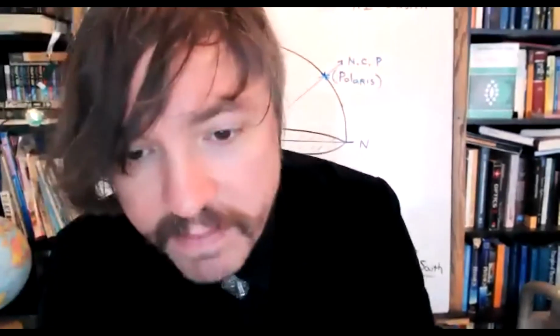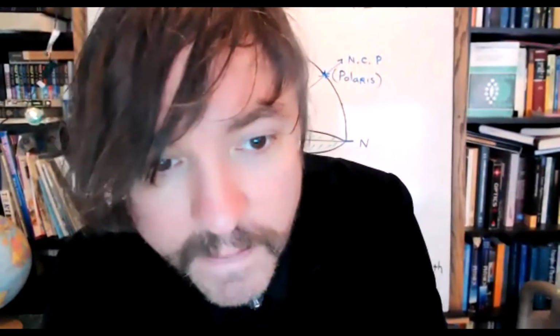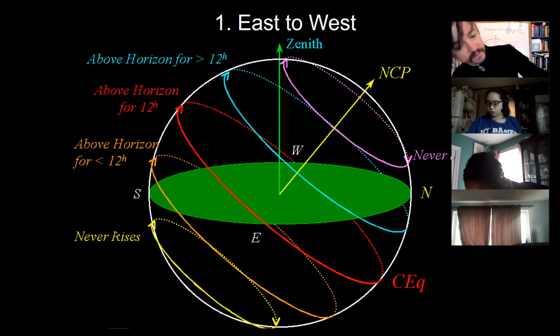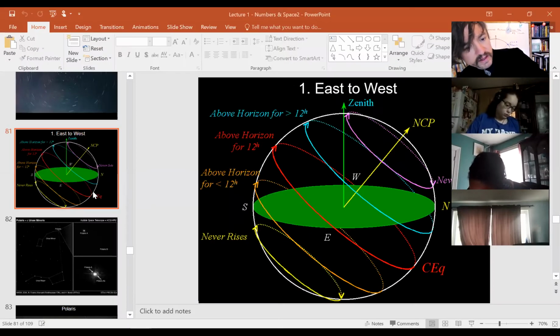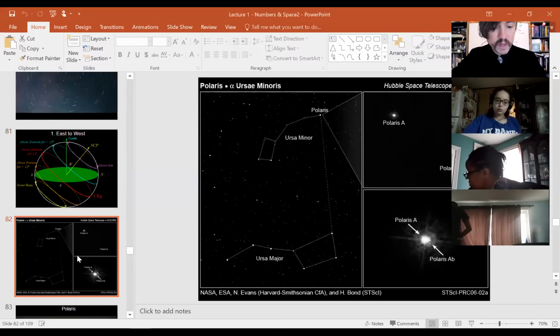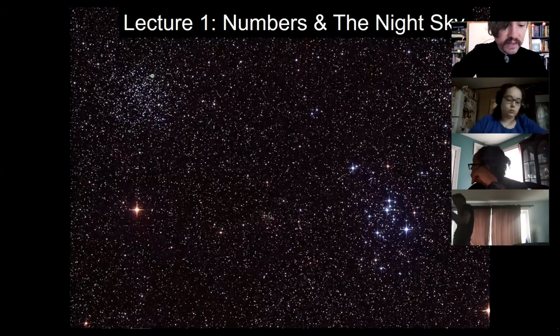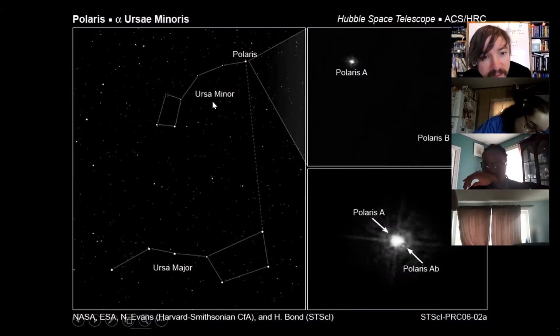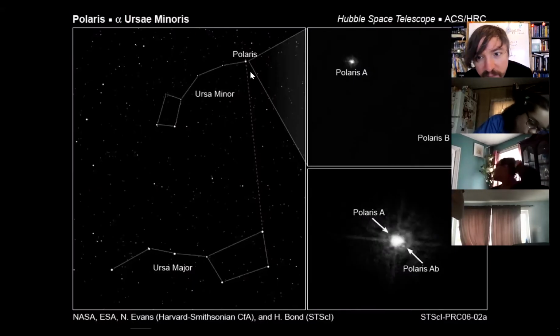Let me tell you a little bit about Polaris in my slideshow here. Polaris is right here. It's part of a constellation that's sort of known as the Little Dipper. It's actually called Ursa Minor, the Little Bear. And Polaris is the tip of the tail of the Little Bear.